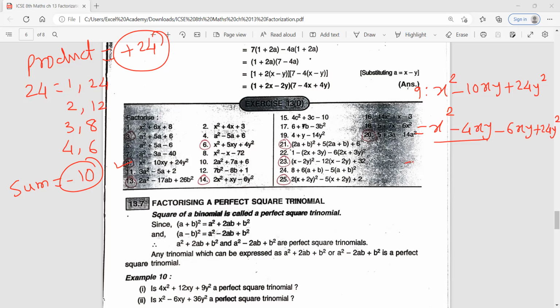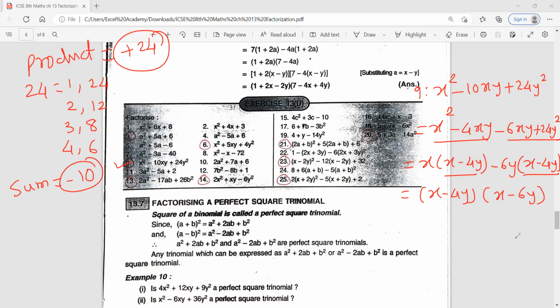Can you tell me what common can you take from the first two terms now? X. What do you get inside? X minus 4y. What common can you take from here? Minus 6y. So you have to change the sign now. You will get x minus 4y in one bracket, and in another, what do you get? X minus 6y. That's all. These are the factors. Are you getting it? Yes. All right. Let's do 11th one.